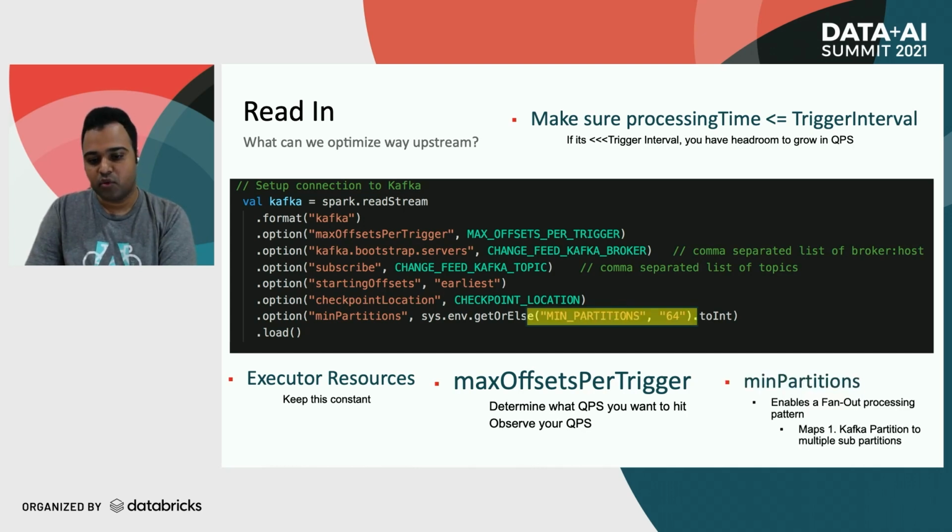The next and most important parameter after you've done the first two things that I talked about is the minPartitions. This is not as well publicized as the other two, but what the minPartitions does is it enables a fan-out processing pattern. So it maps one Kafka partition to multiple subpartitions.